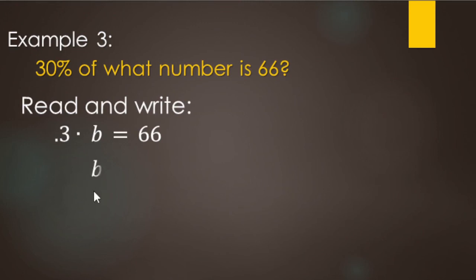So we want to get b by itself. So b is being multiplied by 0.3. So we're going to unmultiply or divide by 0.3 to the 66. So in our calculator, we can go like this. And there's other ways of doing it too. You can do 660 divided by 3 if you want. So either way, we ended up with 220 TIE fighters that the Empire started with.